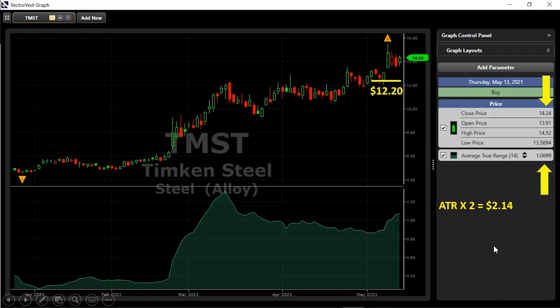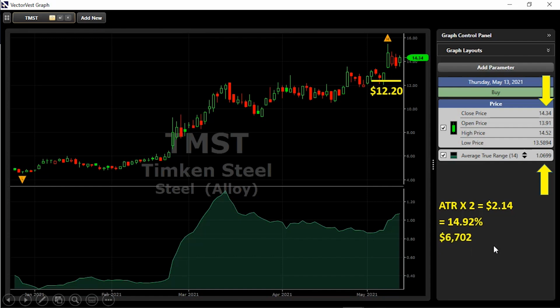Well, what is $2.14 of our cost basis of $14.34? Well, that results in almost a 15% max loss, 14.92%. If we were to invest $10,000 into this trade, our max loss could be almost $1,500. It's not where we want to be. Remember, we want to be as close to 1%, if not at 1% risk as we can.